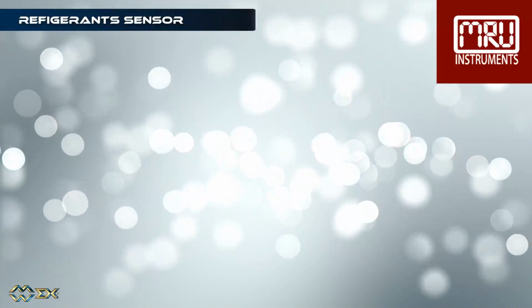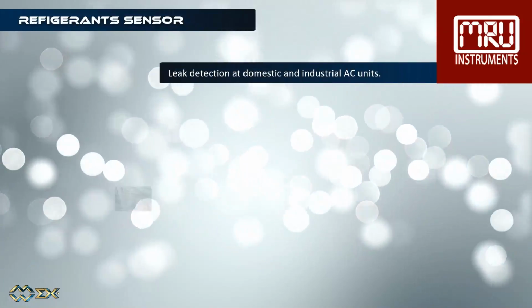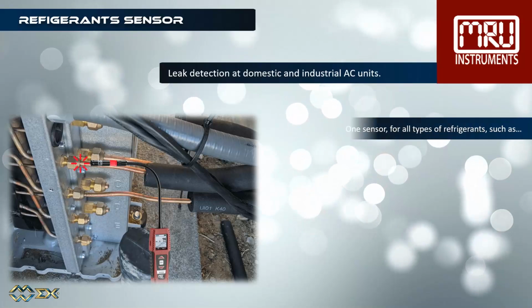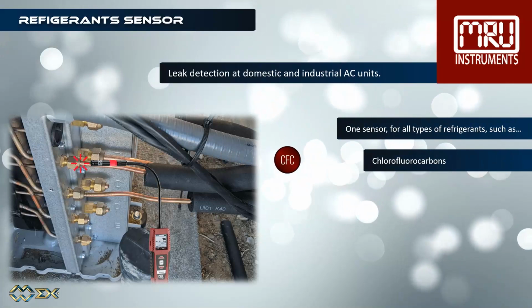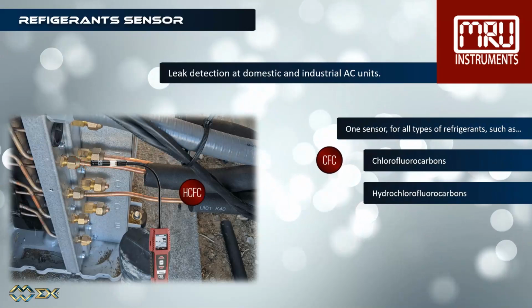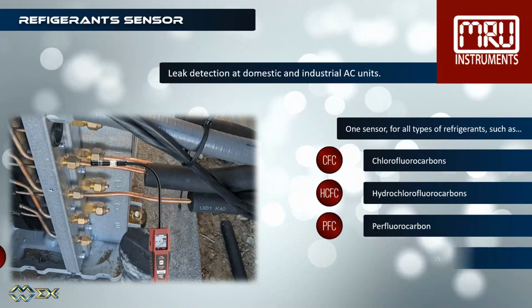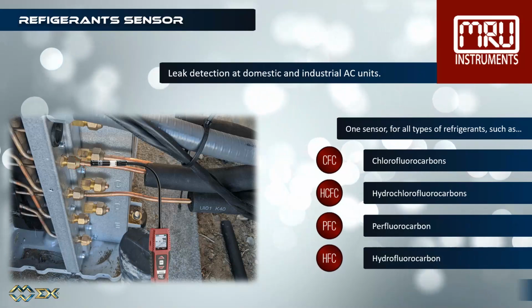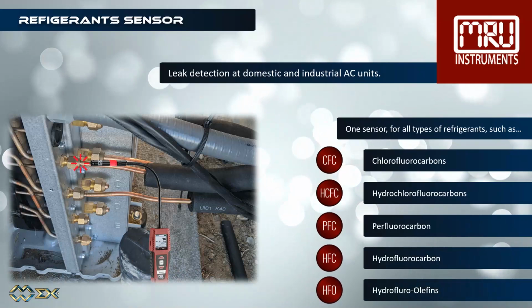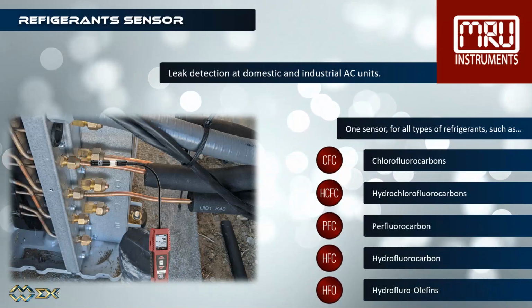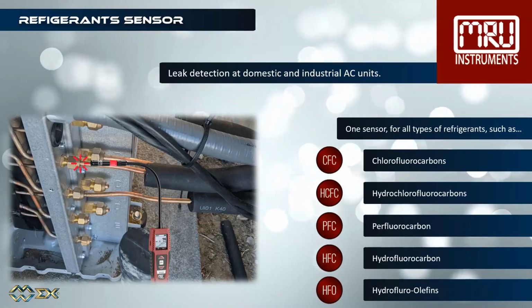Next up is the refrigerant leak detection sensor. This sensor allows you to check for leakages at commercial and residential air conditioning units. One sensor for all types of refrigerants such as CFC, chlorofluorocarbons, HCFC, hydrochlorofluorocarbons, PFC, perfluorocarbon, HFC, hydrofluorocarbon, HFO, hydrofluoroolefins.